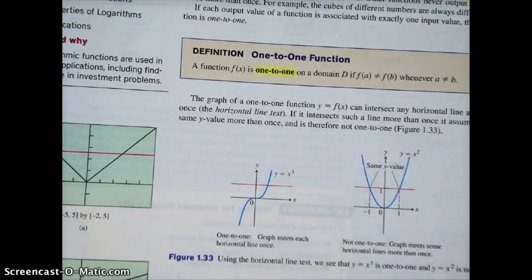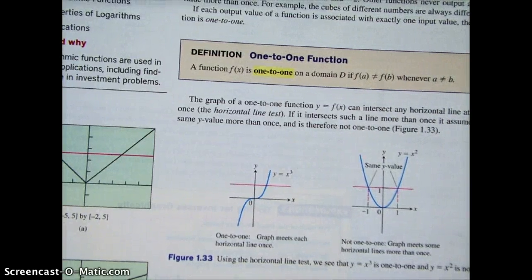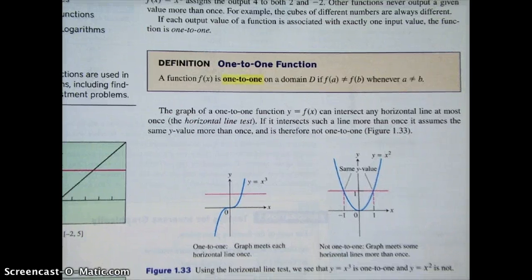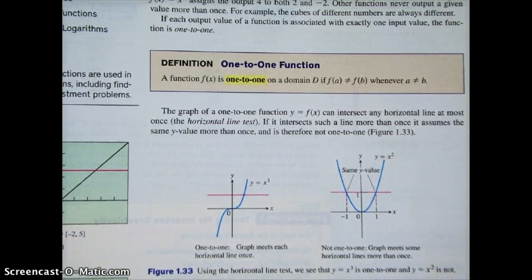The graph of a one-to-one function, y equals f of x, can intersect any horizontal line at most once. This is the horizontal line test. If it intersects this line more than once, then that means it has the same y value more than once, which means it's not one-to-one.